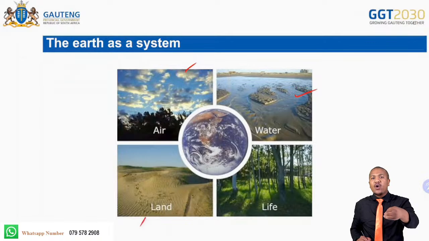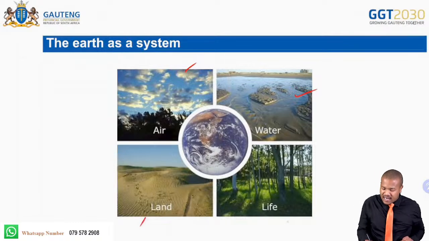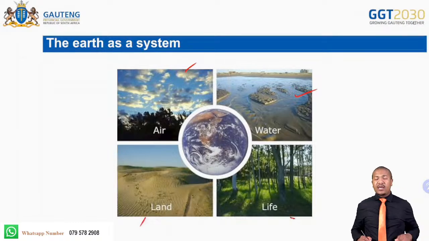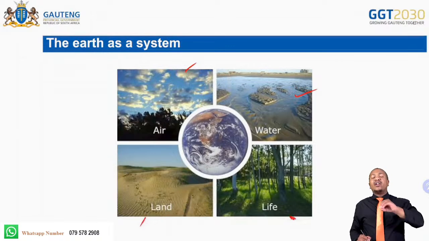Land where you and I are stepping on now, where our houses are built, where it is also habitat for other animals. And life as a whole is part of what? Of the four spheres of the earth. But life can only exist when all the other three spheres are interacting.